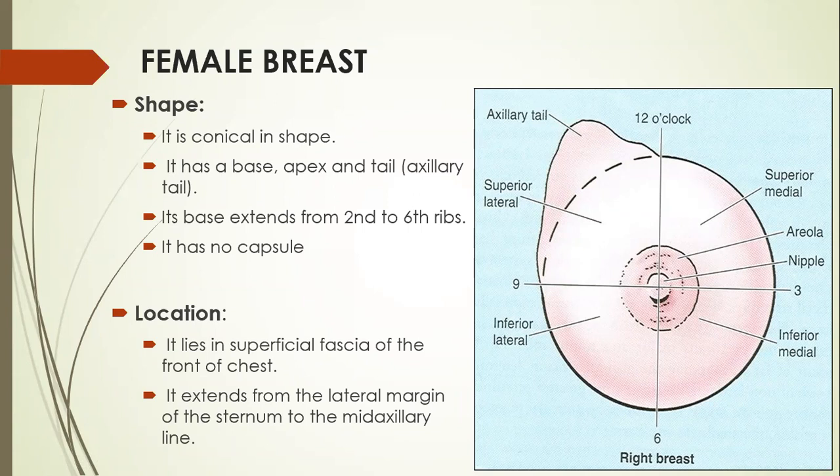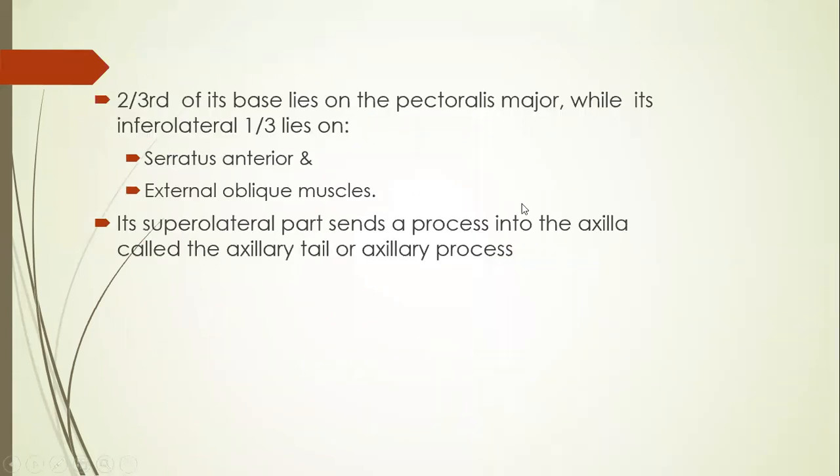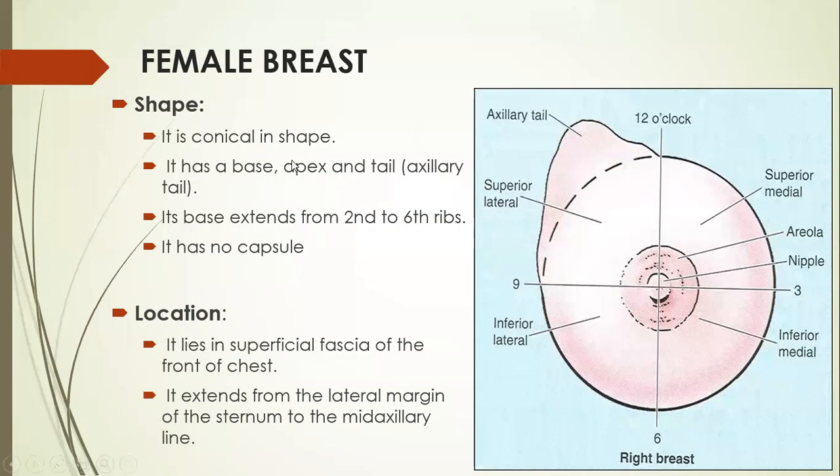Okay, so it is conical in shape. As you can see here, it is cone-like with a tail of Spence. It has a base, apex, and tail, the axillary tail of Spence. The base is behind, then we have the apex. This is the apex, and here this is the tail. This is called the axillary tail of Spence.